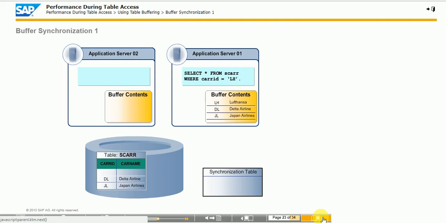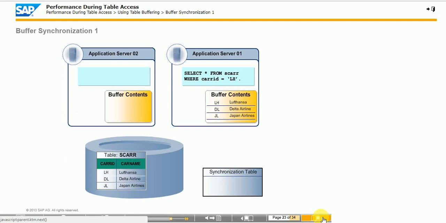Assume a system with two application servers. The following example shows how the local buffers of the system are synchronized. Starting situation: neither server has accessed the records of the table SCHAR yet to fully buffer them. Therefore, the table does not yet reside in the local buffers of the two servers.